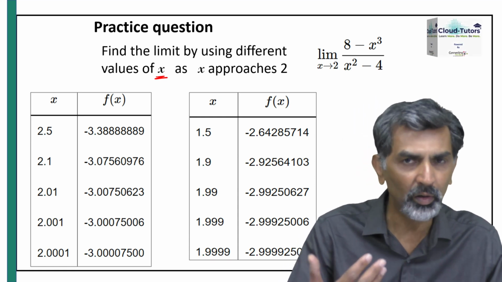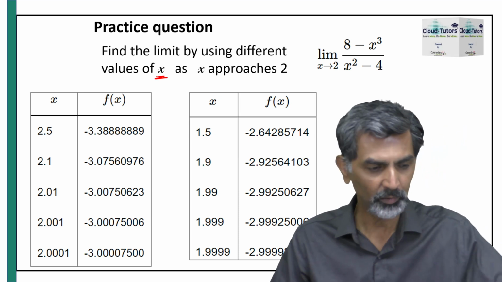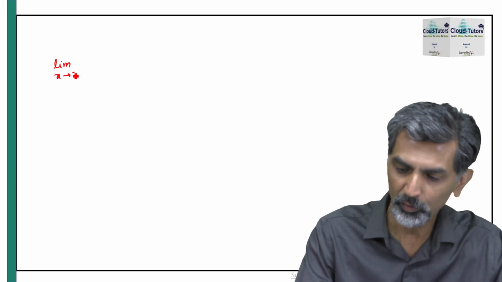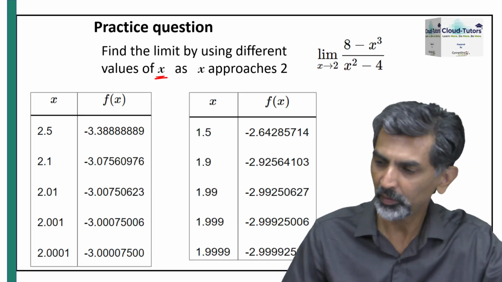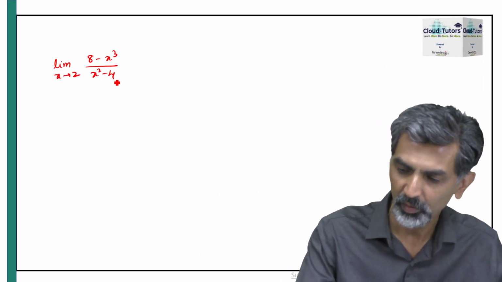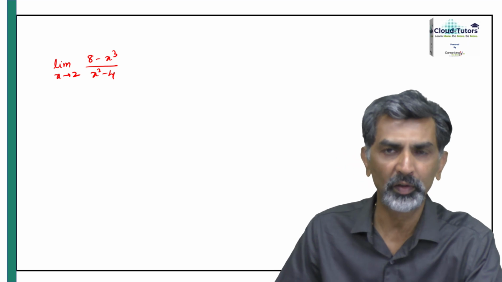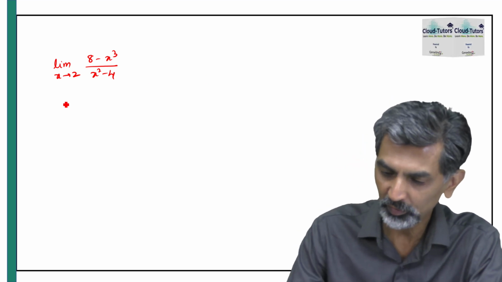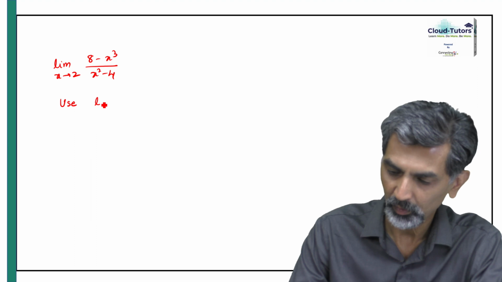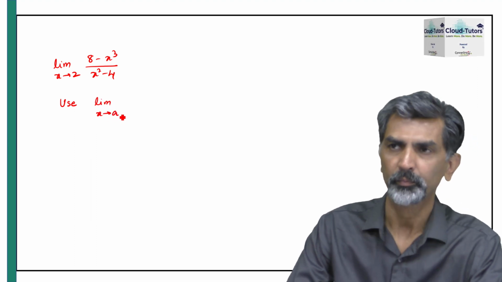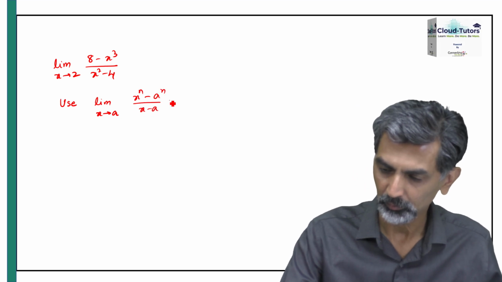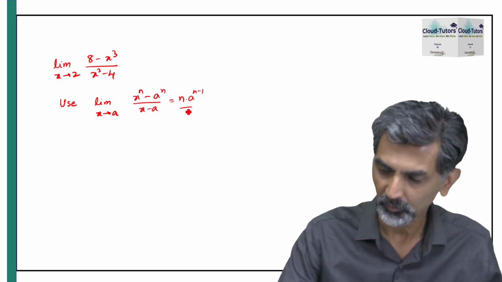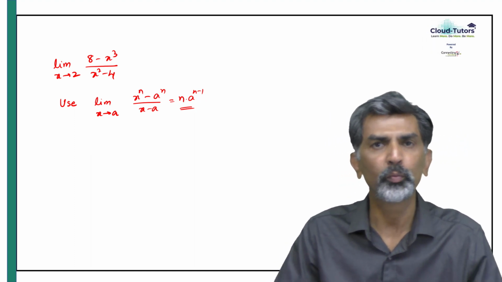Now let's do it in a more rigorous way. How would we do that? Remember, we have the limit as x tends to 2 of (8 minus x cubed) divided by (x squared minus 4). Earlier we did it by applying different values of x. Now let us use this. This is the result we saw a few minutes ago.